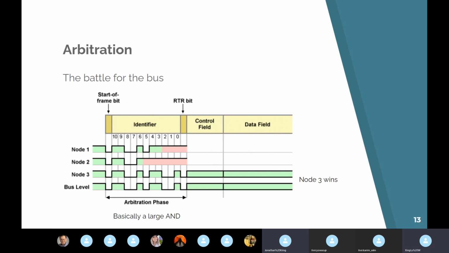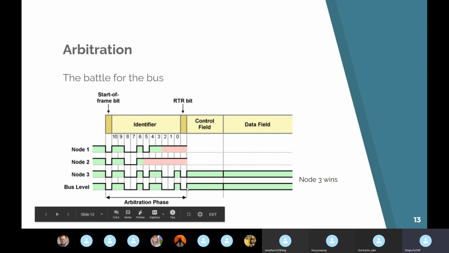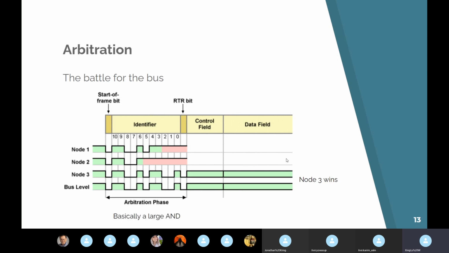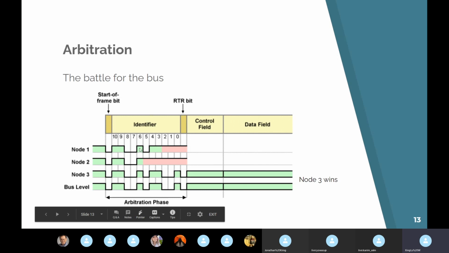Are all nodes talking at the same time, or do they go sequentially? So the point of arbitration is to choose who wins at that point in time, because it's asynchronous, so nodes don't know when another node is doing something. All they know is, oh, the bus is being used, I can't send anything. And then once it sees that the bus is not being used, it can try to send its identifier to win the arbitration phase.